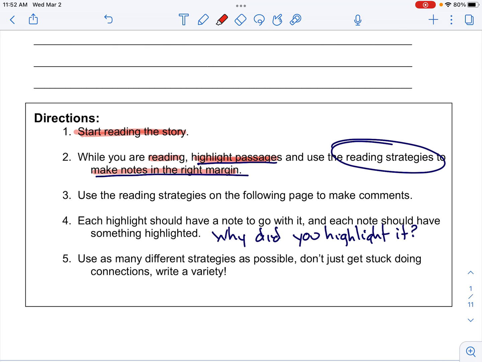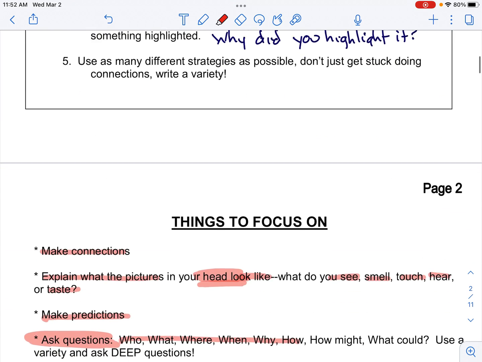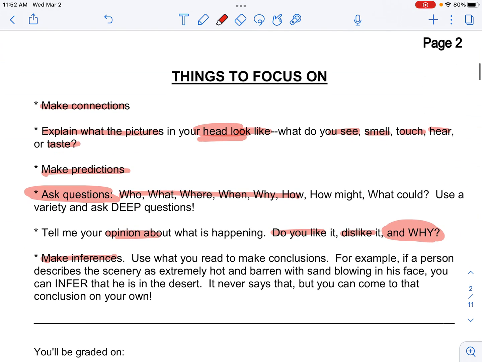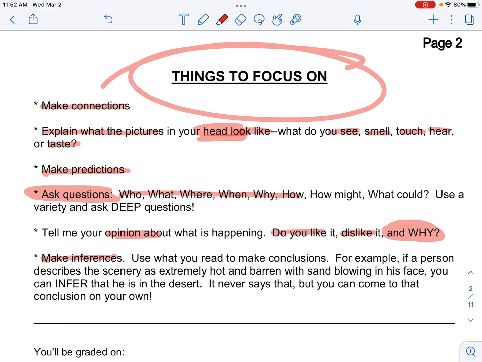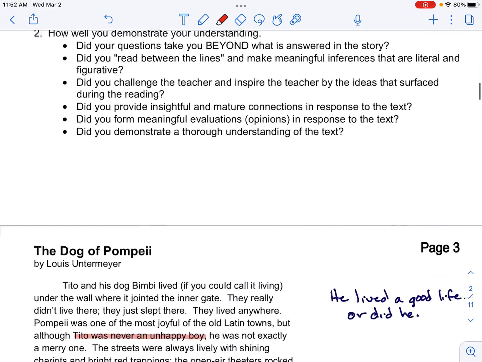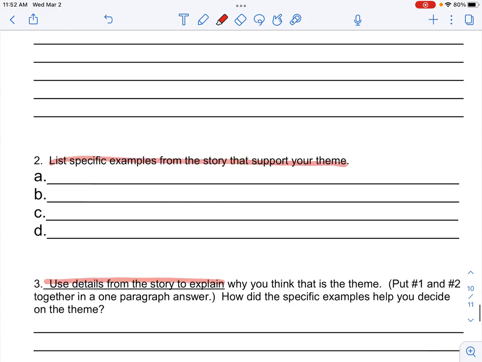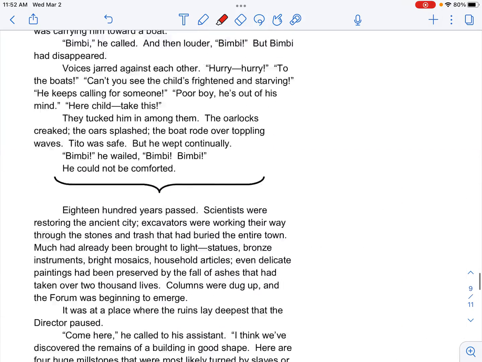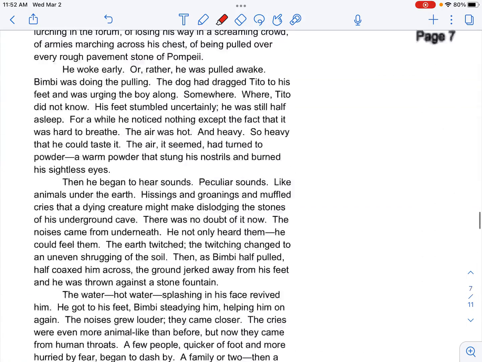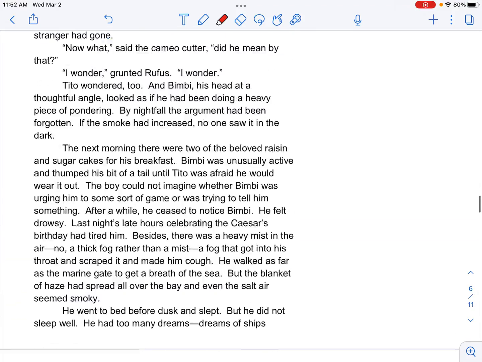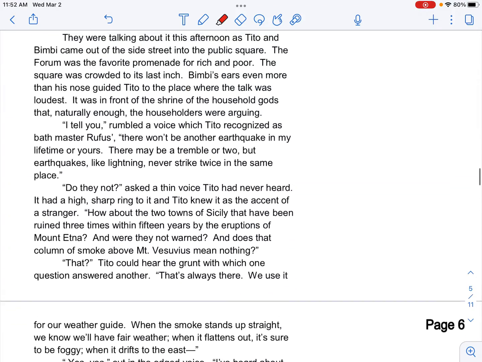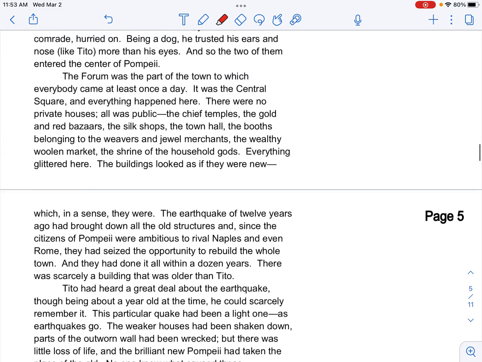Read the story, and then you are highlighting. You are asking questions. You are doing all these things right here, things that I want you to focus on. Okay? And then at the very end, you'll answer those questions way down on page 10. I hope you really enjoy this story. I look forward to reading your questions and seeing the things that you highlight, things that are important to you.